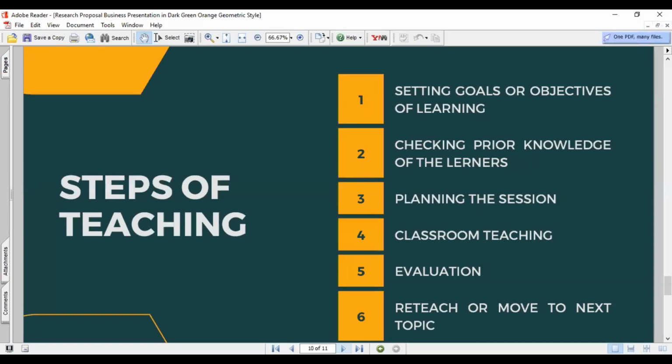Now, next comes, after the session is over, you need to understand how much these learners have learned. So, there is an evaluation which will help the teacher and the learners to evaluate whether the objectives of the session or the goals of the session have been fulfilled or not. Now, on the basis of the evaluation, the teacher or the learners would be able to track whether this particular session should be retaught, again taught, or one should move to the next topic.